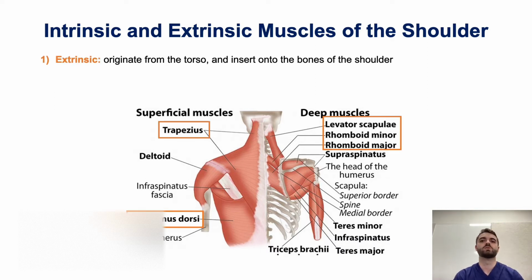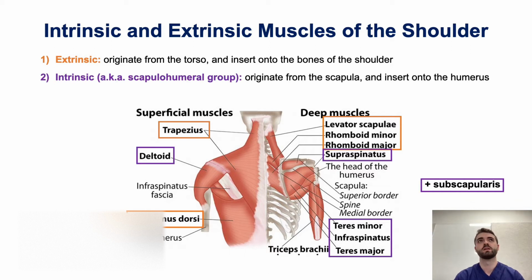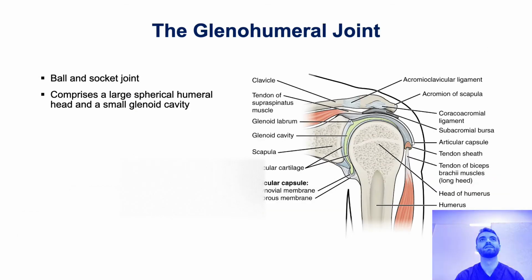It's split up into two groups. You've got your extrinsic muscles of the shoulder, and they're superficial and deep, and they include those back muscles that originate from the torso and insert onto the bones of the shoulder. You've also got the intrinsic muscles, the scapulohumeral group, and they consist of 6 muscles. Your deltoid, which is one of the main abductors, your teres major, which is an adductor, plus the 4 rotator cuff muscles, which I'll go into in a sec. They originate from the scapula and insert onto the humerus directly. You can't see the subscapularis in this because it's a posterior view.